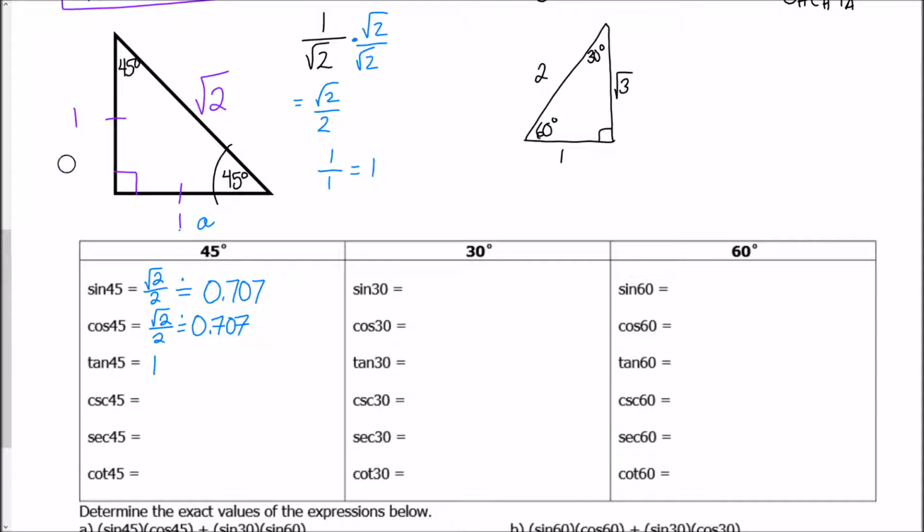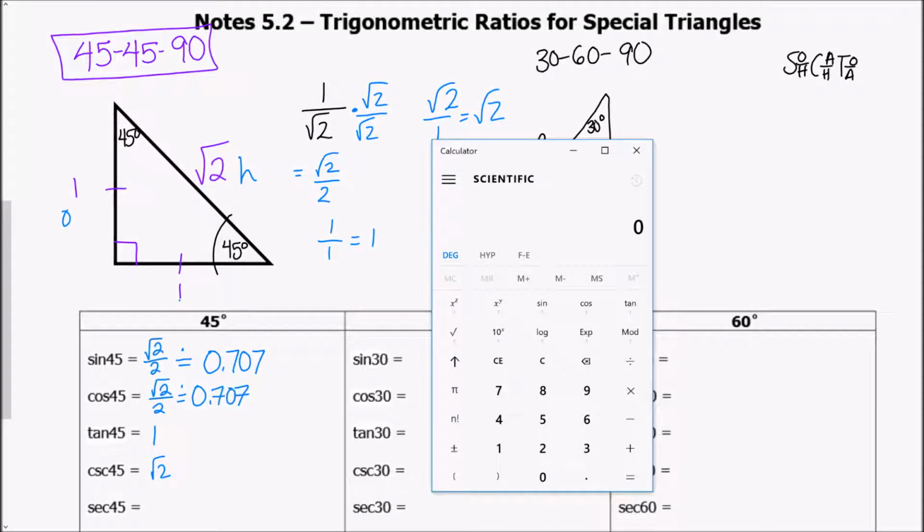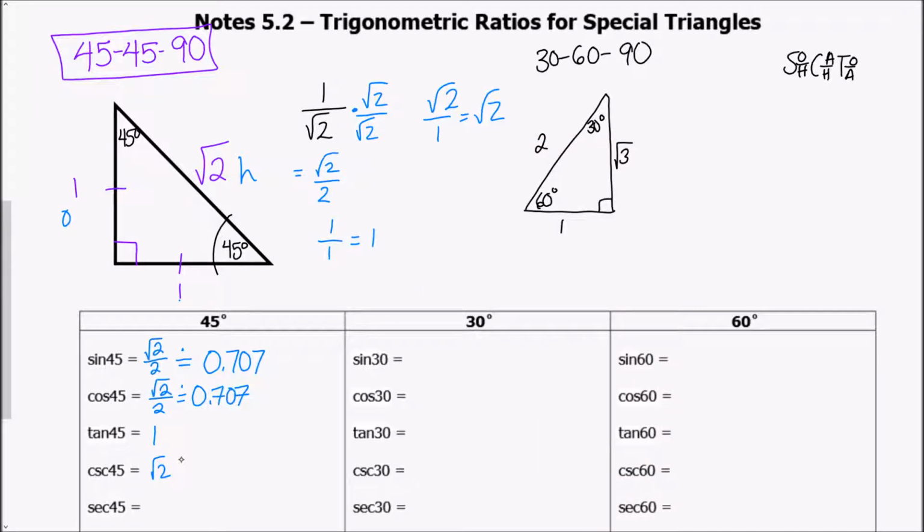Okay, to do the cosecant of 45, the cosecant is the opposite of sine, so it's the reciprocal of sine. So here what I'm going to do is the hypotenuse over the opposite. So the hypotenuse right here is root 2, and then the opposite is 1, so it's root 2 over 1, which is simply root 2. So I get root 2 right here. And I want to calculate how much that is approximately. So I'm going to take 2 and square root it, and I get about 1.414. So we'll say this is approximately 1.414.